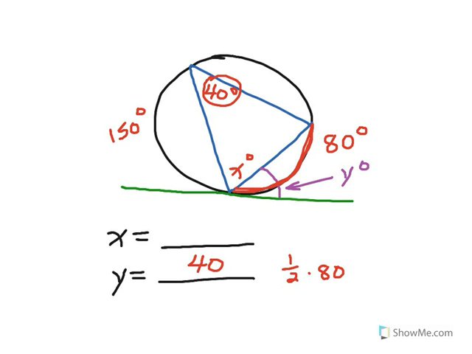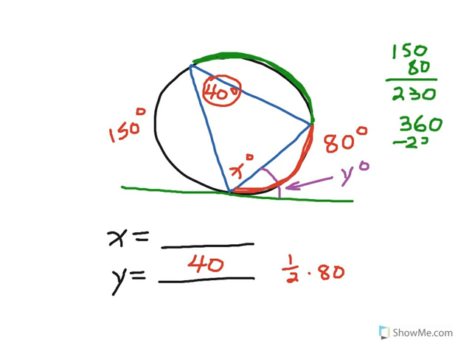Now angle x is an inscribed angle that cuts off this arc, and this is the remaining arc to complete the whole circle, because I have a 150 degree arc, an 80 degree arc, and the green arc. So if I add up the 150 and the 80 degree arc, that's 230 degrees. Okay, so when I take that away from the full circle of 360 degrees, I'm left with 130 degrees that has to be the measure of that arc.